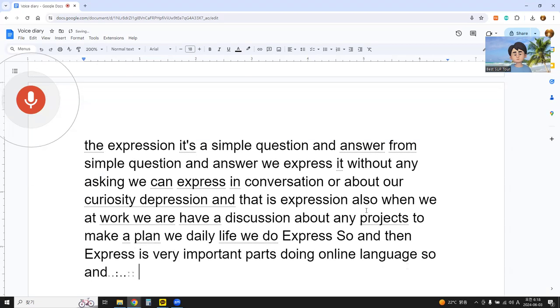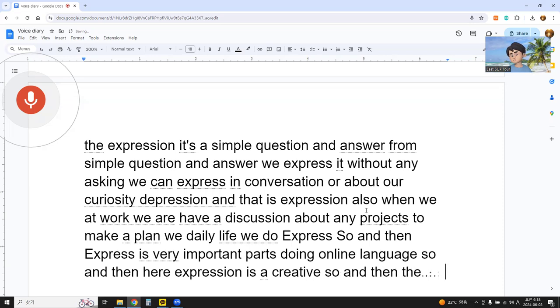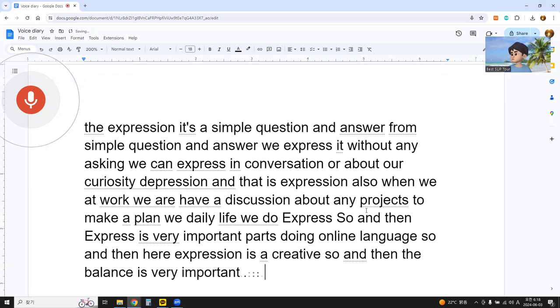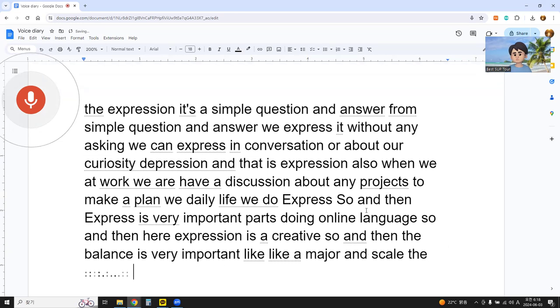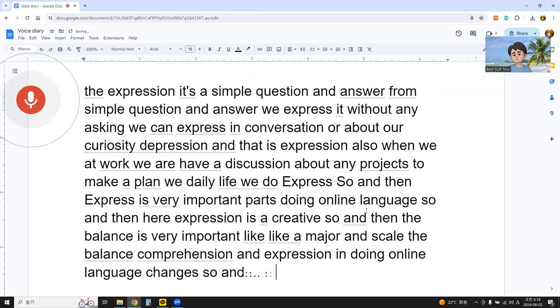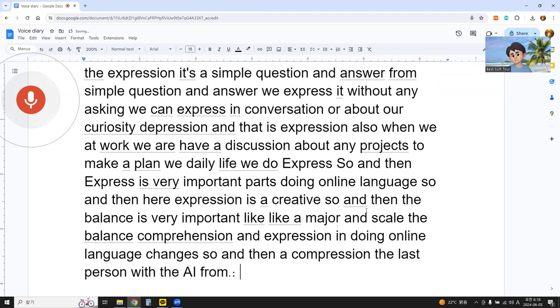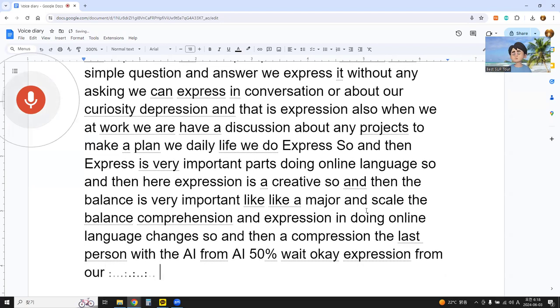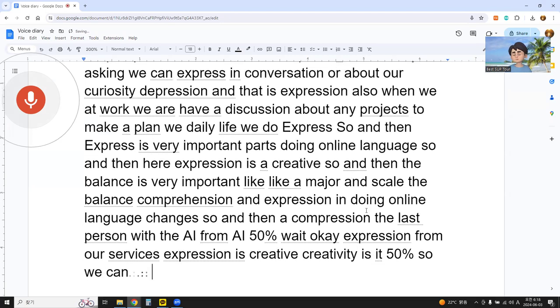Here, expression is creative. So the balance is very important, like measure and scale. The balance between comprehension and expression in doing online language exchange. Comprehension, the reference from AI, has a weight of 50%. Expression from ourselves is creative. Creativity is 50%. So we can get harmony doing online language exchange.